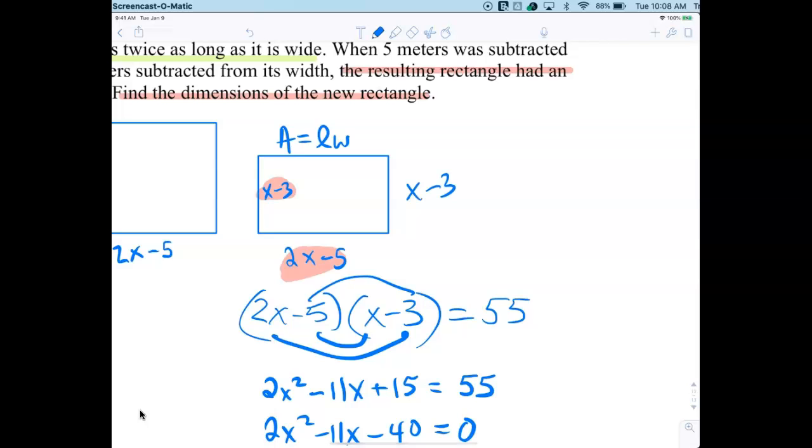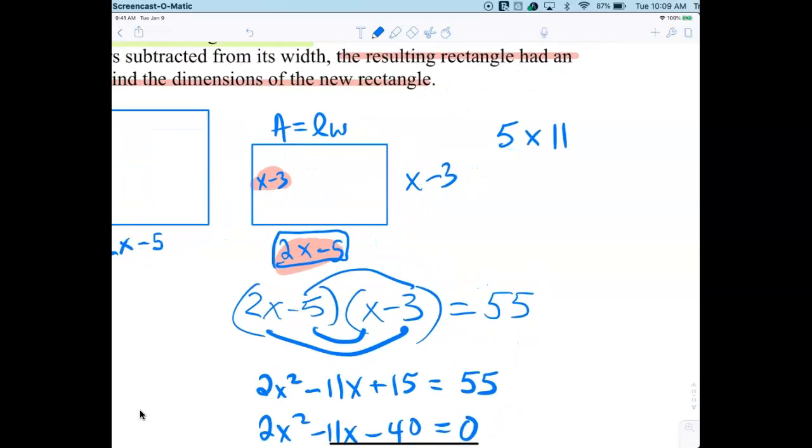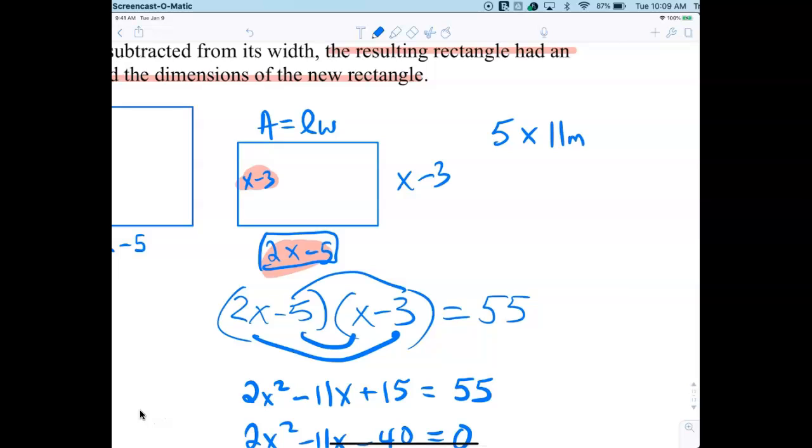The width is 5. Yes, 5 by... 3. No. 5 by... 2x. What is x? So what's 2 times 8 minus 5? Yeah, 5 by 11. All right. And these are meters.